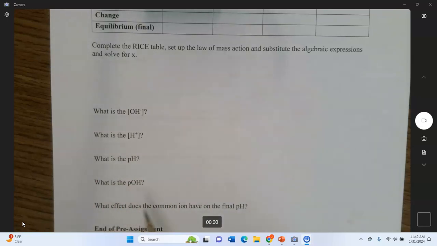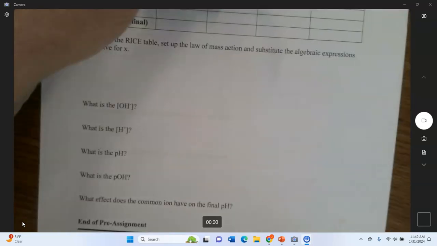And the common ion effect, what does it have on the final pH? In an acid reaction, if you put one of the product ions in the solution, the reaction will not be able to run in the forward direction as well. Therefore, less of the hydronium ions are going to be produced, and the solution will be less acidic. The best way to understand it is to see the example in this answers video. All right, so let's get going.